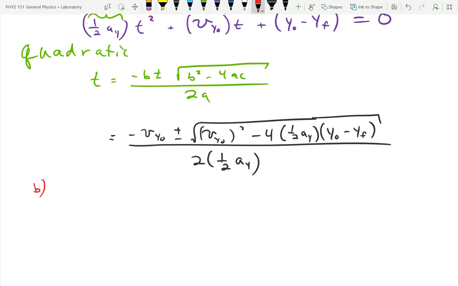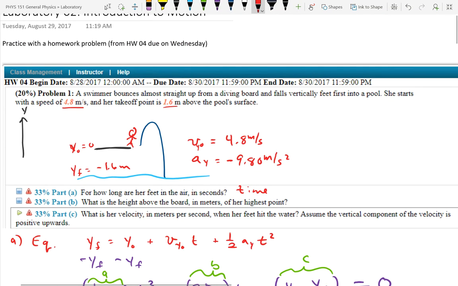The maximum height above the board. So part B, we're talking about right there. What can you tell me about her position, her speed, her acceleration, and her time at that point? There are two of those four that you know the exact values for. What are the two you already know the values for without doing any math?